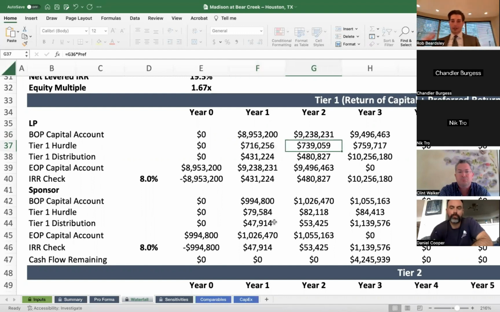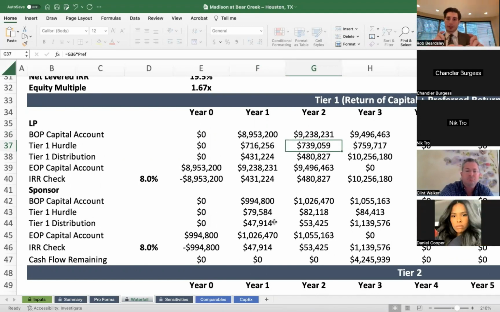So we don't have to continue all through the waterfall. I've made a whole hour video on walking through waterfalls before, but this, I just wanted to show the distinction between cash on cash returns and the preferred return structure. And when there's a deficiency, as there is in this example, how is it treated in the preferred return structure?